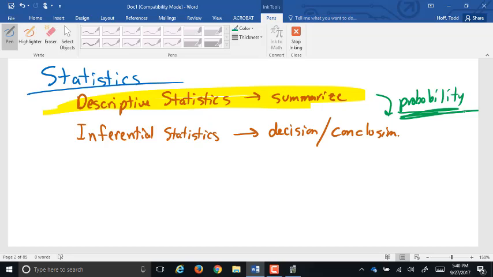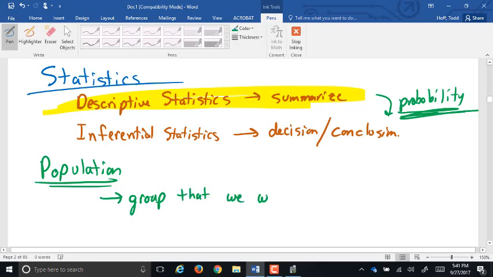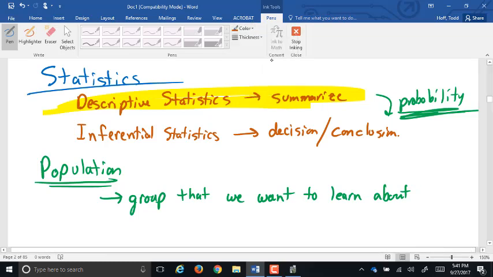So more vocabulary within our statistics. Probably the most important word in the field of statistics is a population. A population is the group, whether it's people, products, items, whatever, it is the group that we want to learn about. Now the most important thing we can do is to define the population, but it's often not as easy as it sounds.